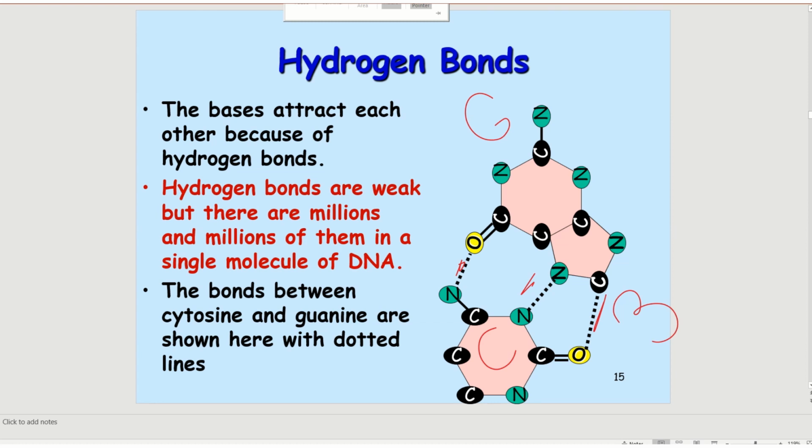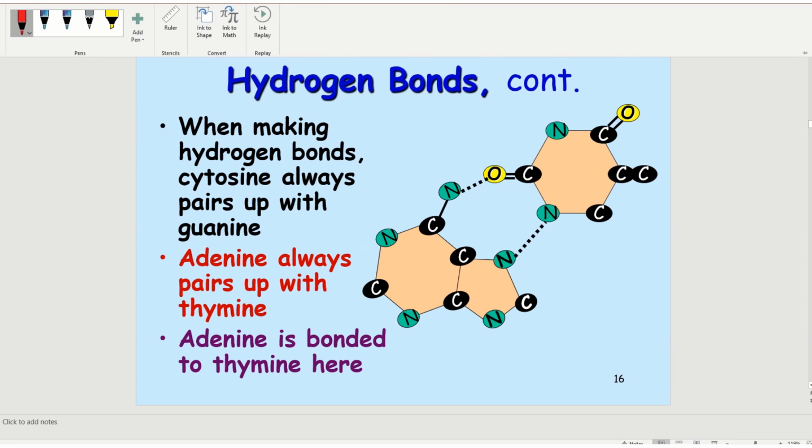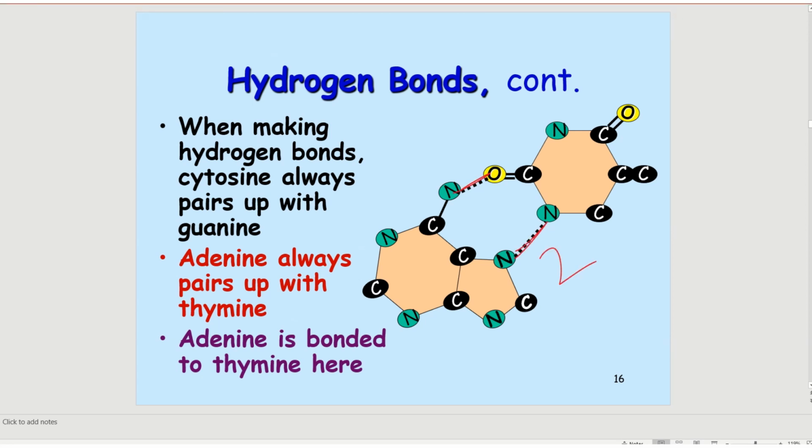Hydrogen bonds are weak, but there are millions and millions of them in a single molecule of DNA. So the hydrogen bond is going to be in between the bases. And they're weak bonds. A and T have 2. So here are A and T. And you already saw that the G and C have 3. So these are 2. A was the big one, the purine, and T is the little one, the pyrimidine. And they're always going to be together.